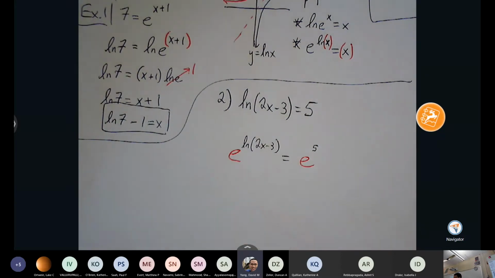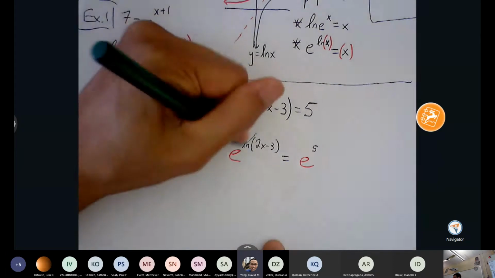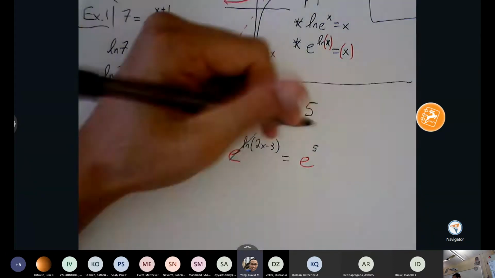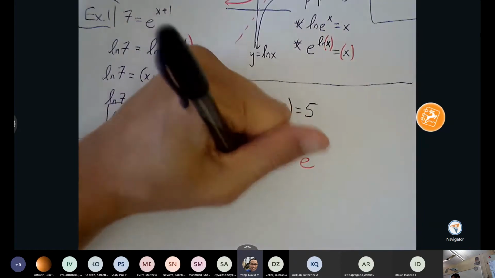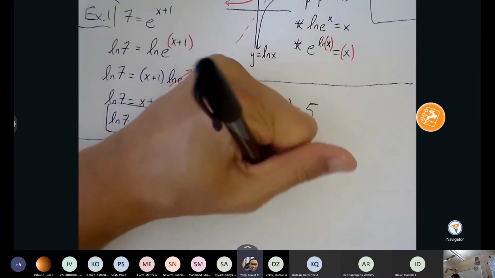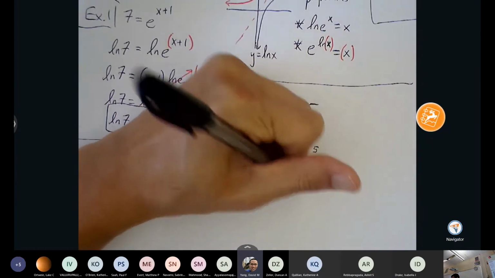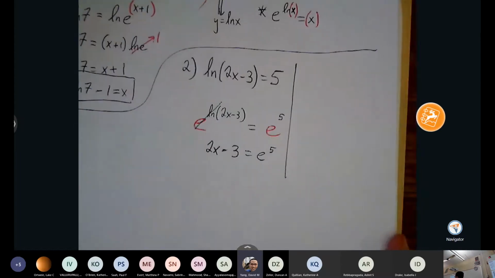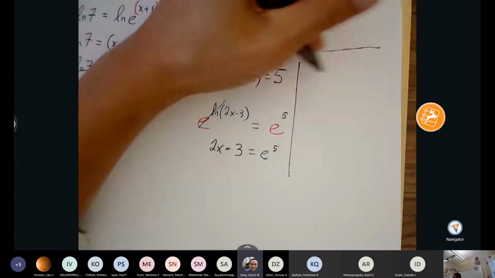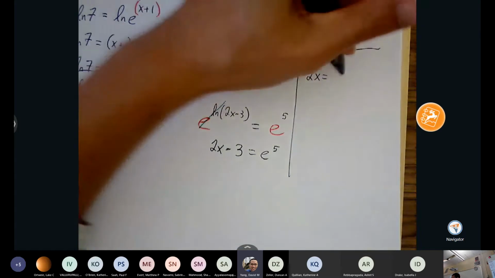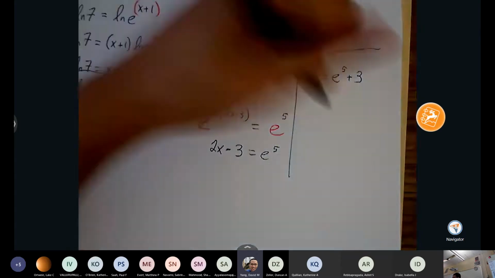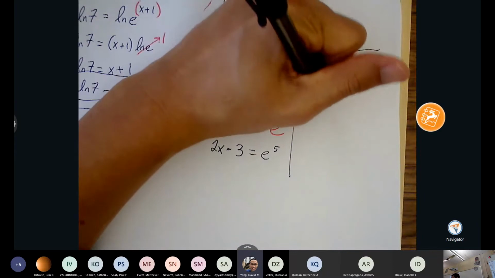So that's going to allow us to get to that 2x minus 3. No need to worry about a natural log getting in the way. Now we have a nice clean equation to solve. Add 3, divide by 2, and we can get x by itself. Divide both sides by 2.